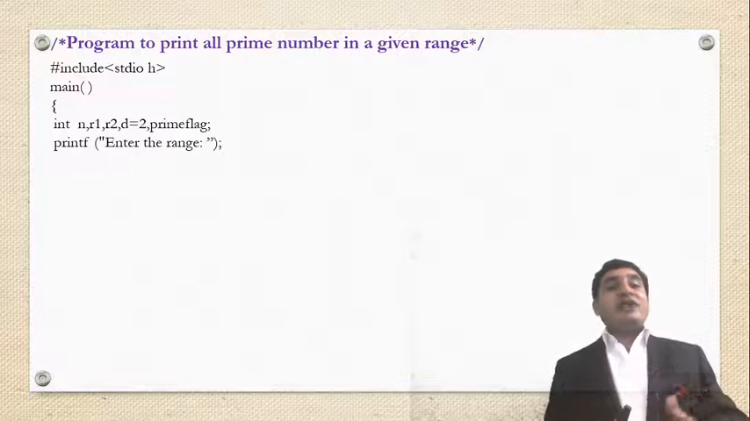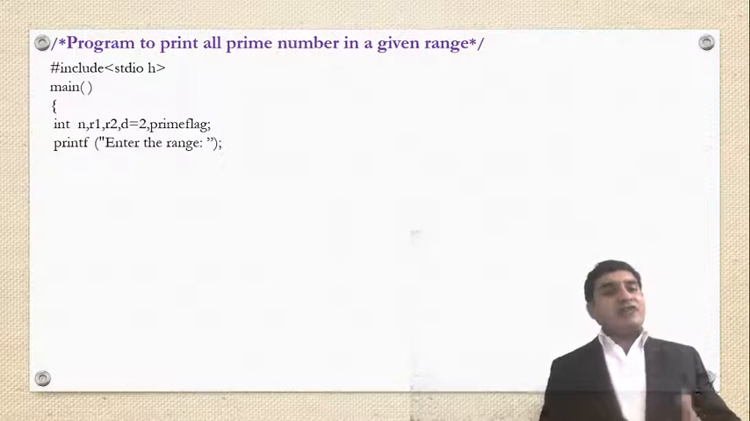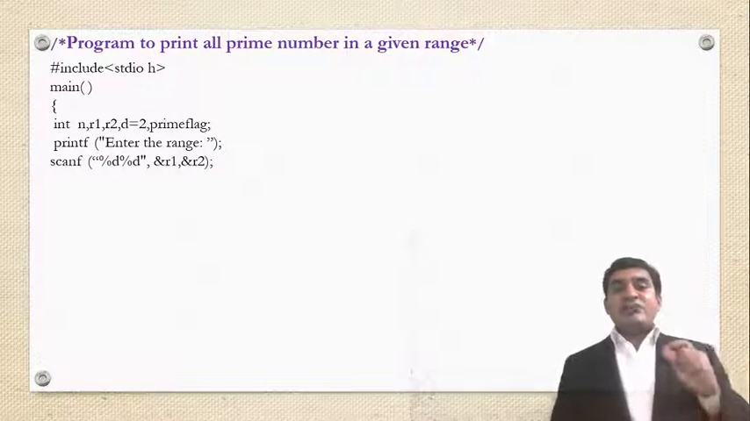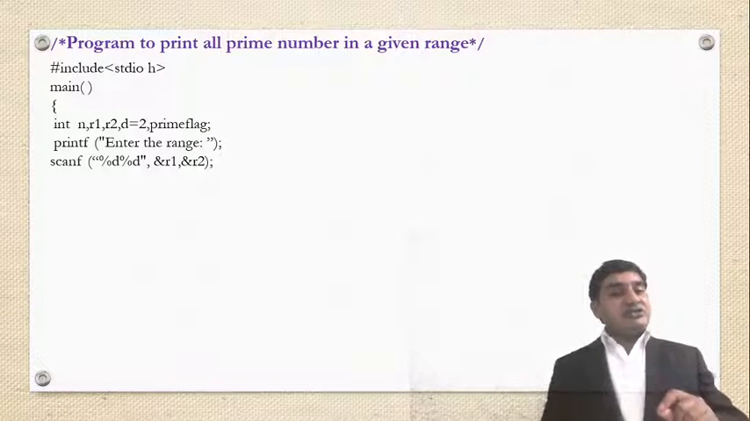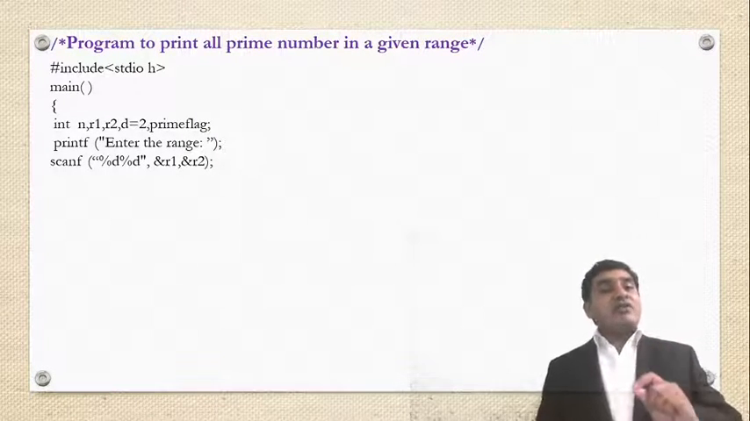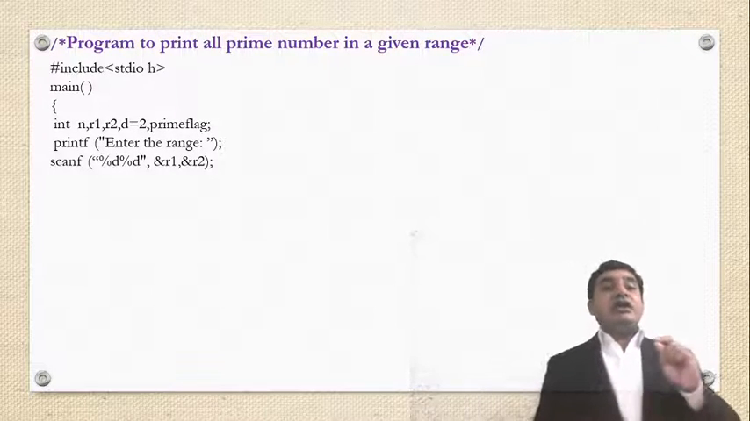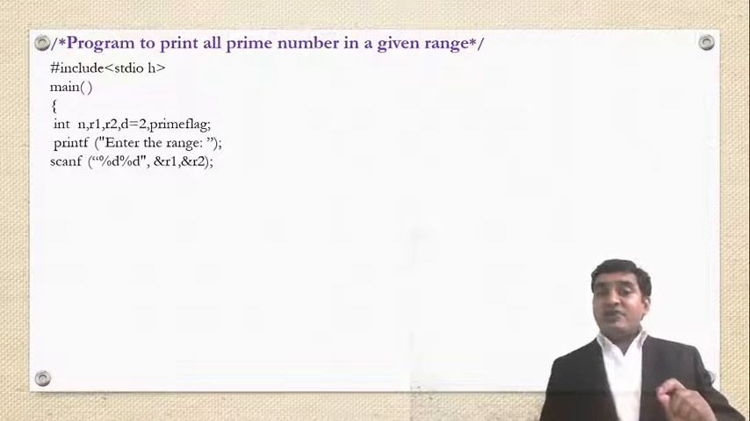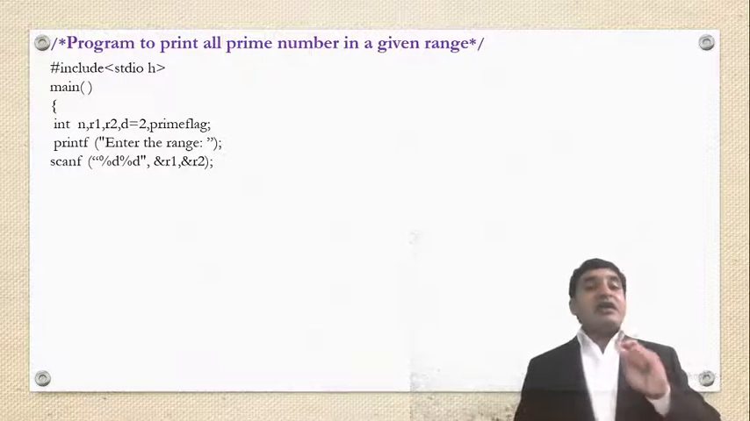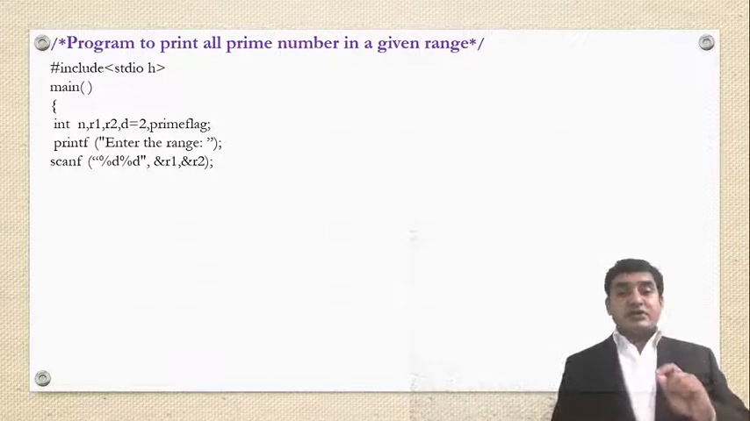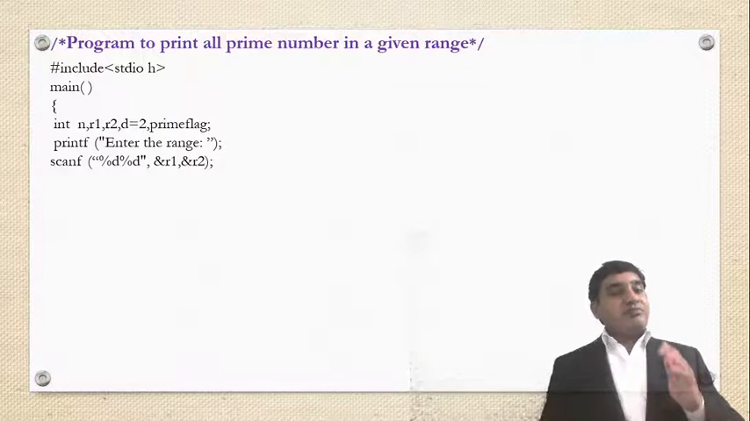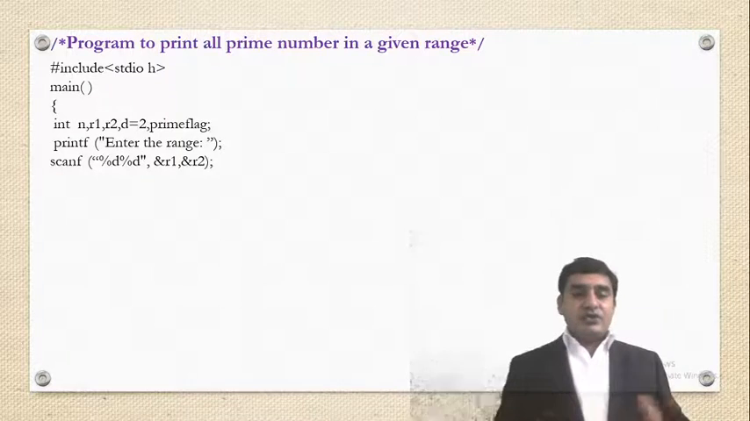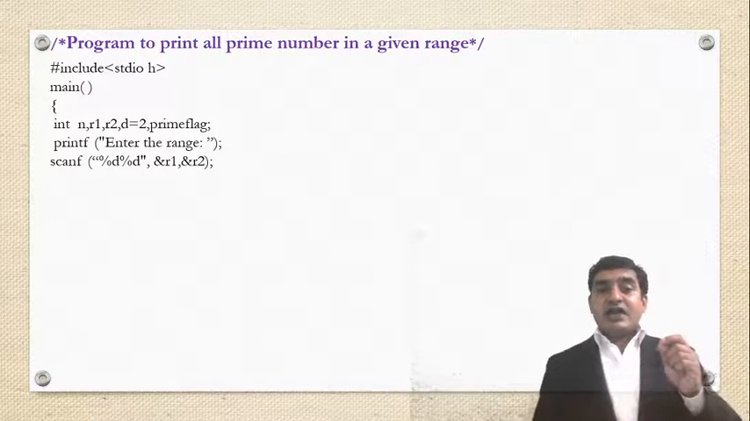Now we have to enter the range. Okay, for that we use the input function, that is the scanf function. scanf percentage d percentage d. Why percentage d? Because r1 and r2 are integers. Okay, so enter the range. The first prime number is r1 and the last prime number is r2. So this is the range. Percentage d, and &r1 and &r2, where & represents the address.